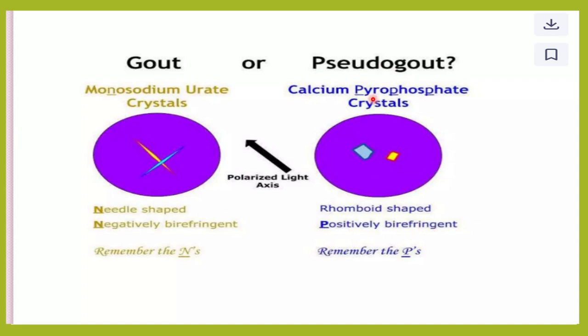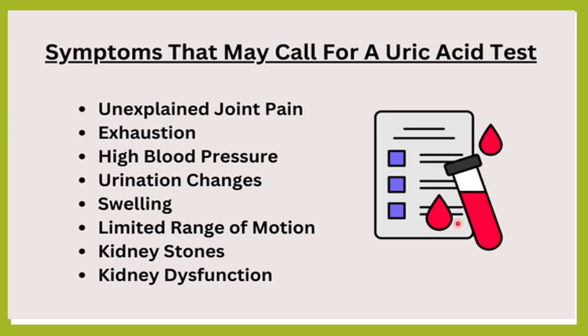So pseudogout is pyrophosphate and it is positively birefringent. Sometimes a patient has unexplained joint pain, fatigue, exhaustion, high blood pressure, changed urinary symptoms, swelling in the joint, limited range of motion in the joints, kidney stones, or kidney dysfunction. The doctor usually asks for a uric acid test.